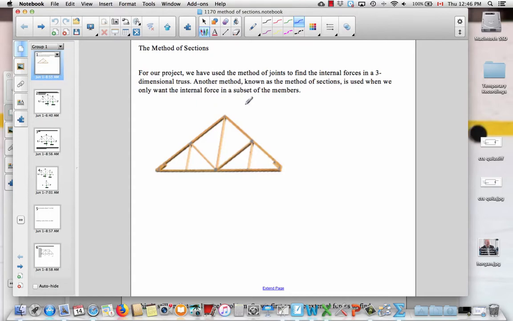So for our next topic, we're going to continue with truss analysis, but introduce a different technique. In our project, we used the method of joints, and we drew a force diagram, and we looked at where the truss members were connected and wrote down equilibrium conditions. And that works great, but it means that you have to solve the entire truss to find all of them. If you only wanted, say, one particular member, then you could use the second technique known as the method of sections.